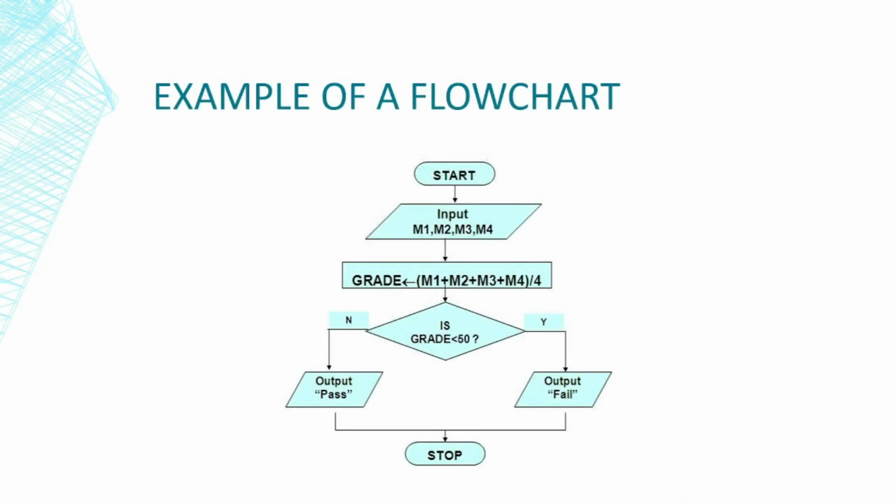Example of a flowchart is shown. Here we start and take input of 4 marks. Then we take the average of these 4 marks and take out a grade. If the grade is greater than 50%, then they pass, and if not, then it outputs fail, and then it stops.